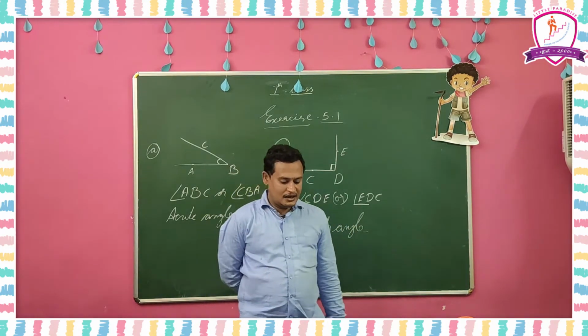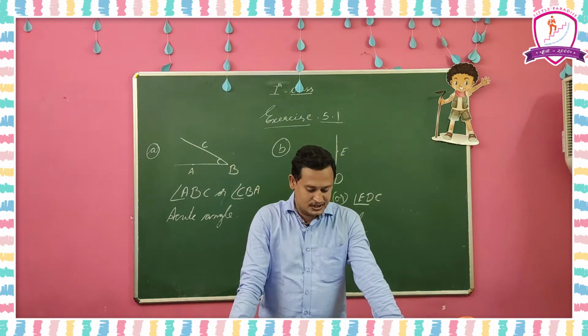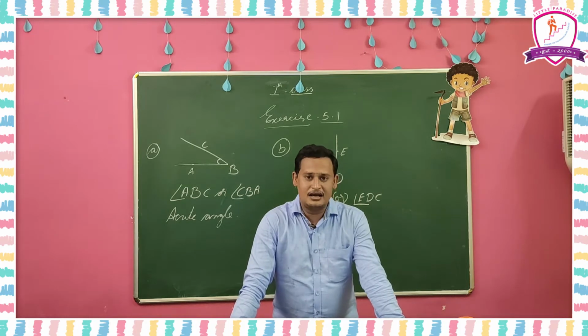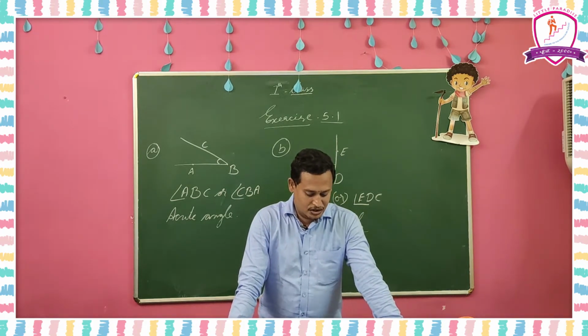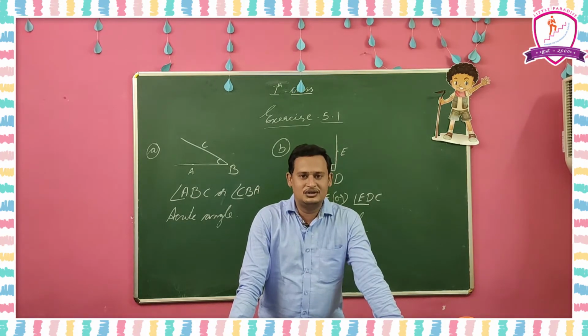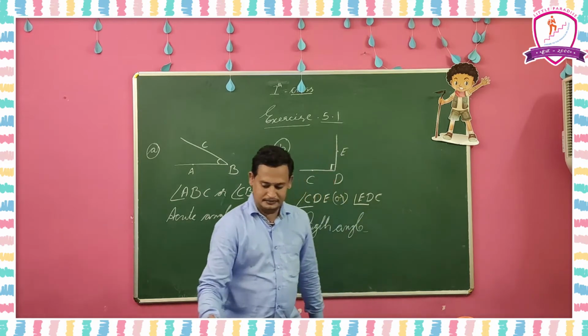Like that, you can observe the third one also, C and D, you have to complete. C is an obtuse angle and D is a reflex angle. So you have to give the names for those angles. Okay. Next, coming to the fourth one.